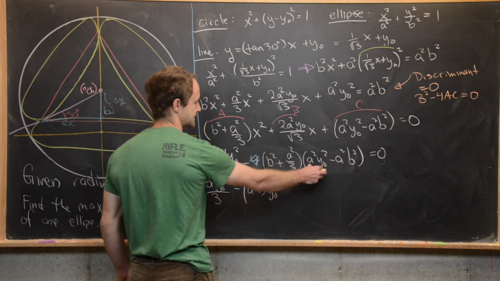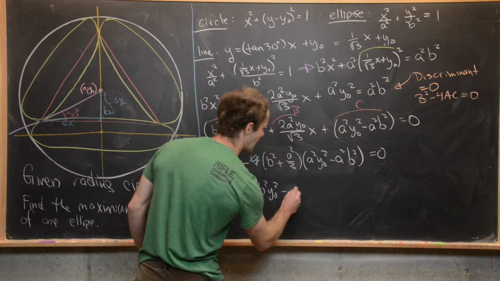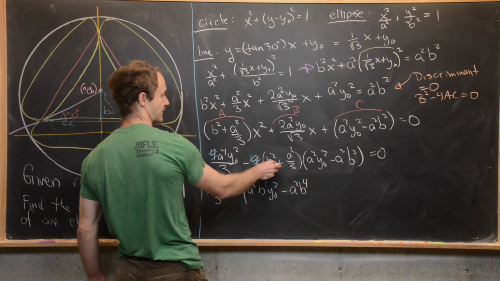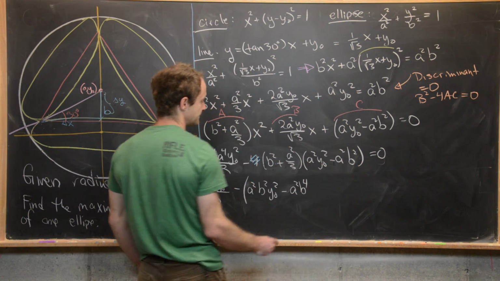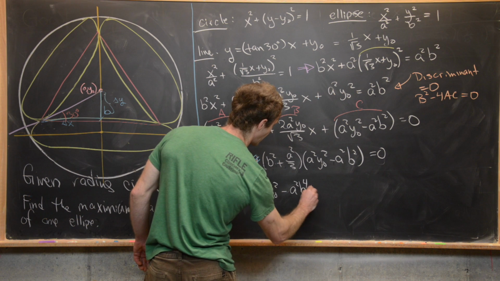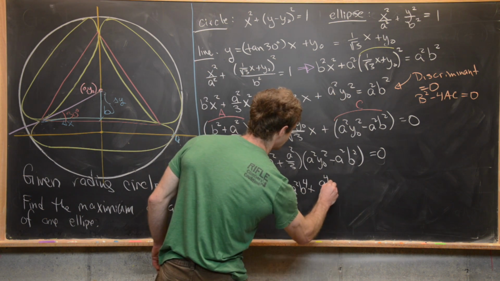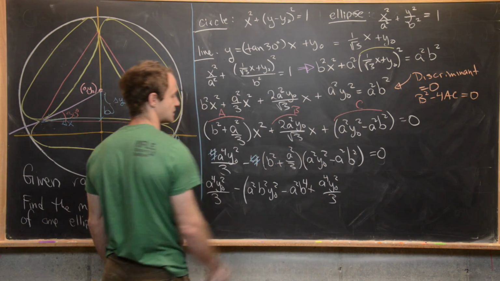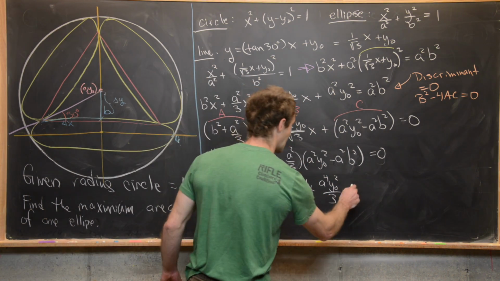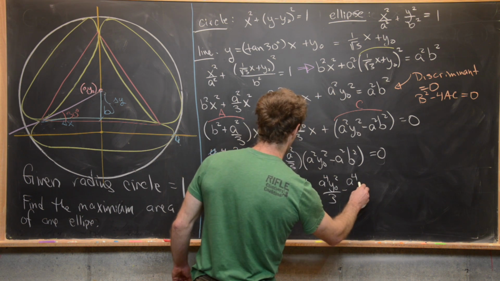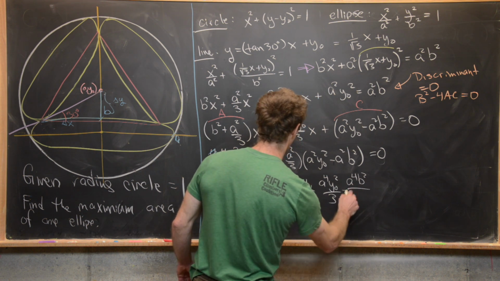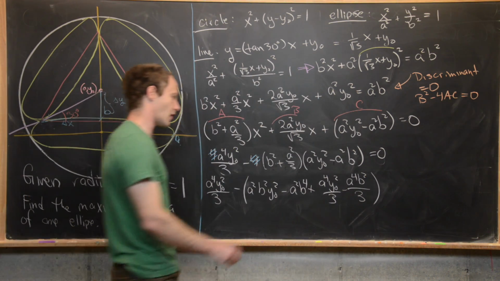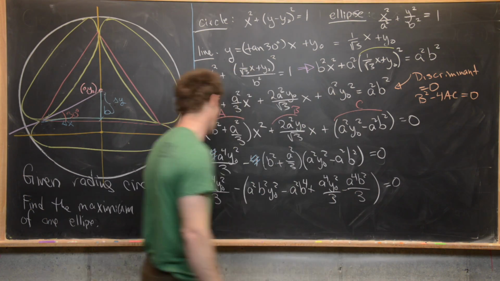That'll be our first times our first. Then next we'll have minus a squared, b to the 4th. That'll be our first times this one right here. And then next will be plus a to the 4th times y squared over 3. That'll be this term times this term. And then finally minus a to the 4th b squared over 3. Great. So that's what we end up getting, and all of that is going to be equal to 0.